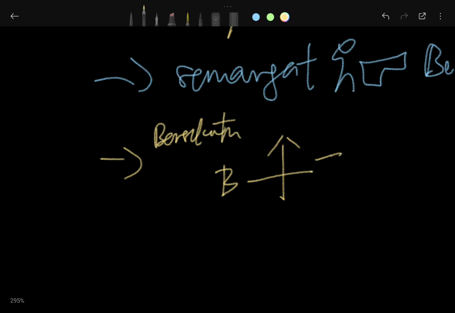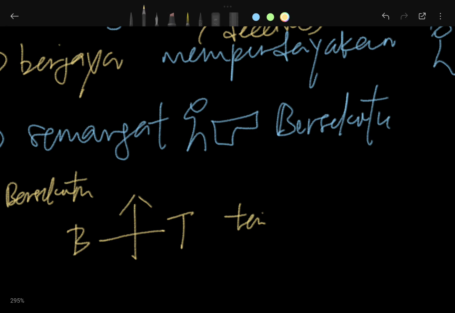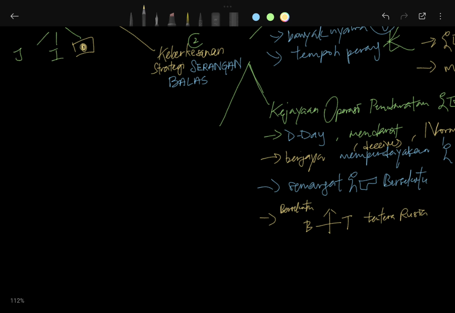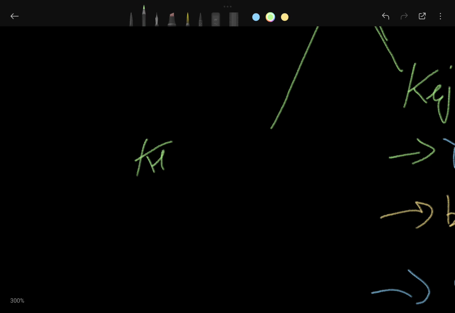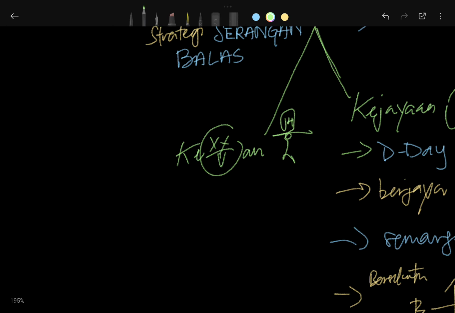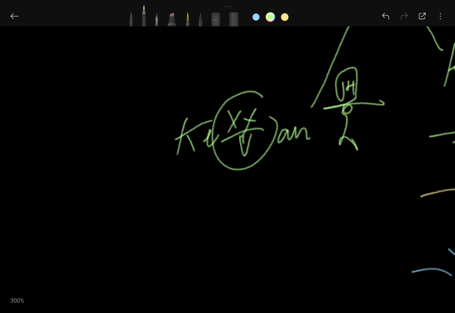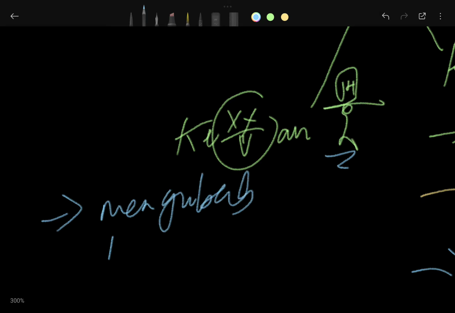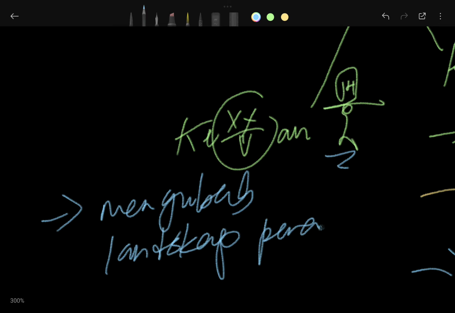Okay, then from the east side we have the Russian army. And we move on to our final point for the effects, which is the death of Hitler. That's right, then Hitler passes away. And this proves almost the peak of the defeat of Germany. Mengubah landscape perang di Eropah without the major guy pushing everything. Mengubah, change the landscape, change the way everything was going in the warring field of Europe.